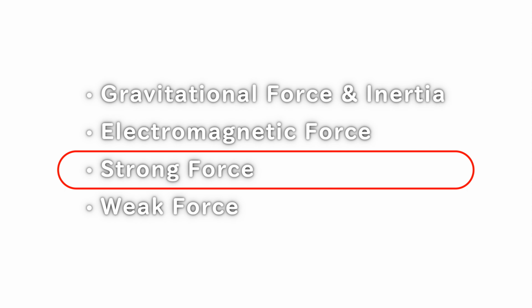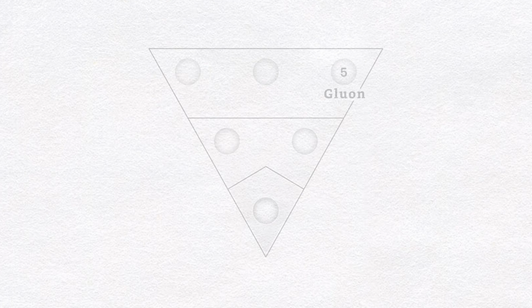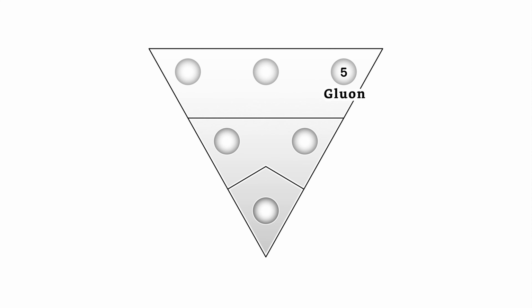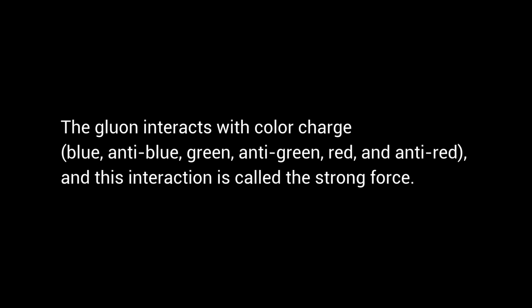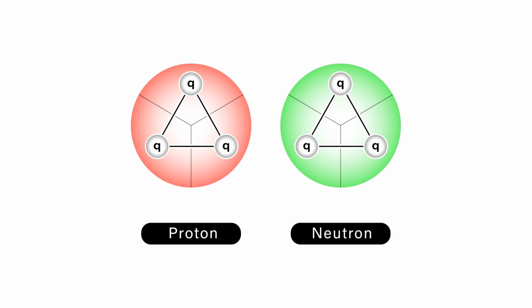The strong force. The strong force is mediated by the gluon, and the gluon is represented by point 5 as illustrated. The gluon interacts with color charge, blue, anti-blue, green, anti-green, red, and anti-red, and this interaction is called the strong force. Quarks have color charge, and thus the strong force can interact with 3 quarks to form a proton, as well as a neutron.